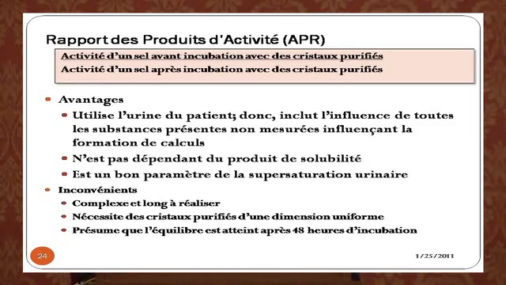The advantages are that you use the same urine sample from a patient for both sets of data. Therefore, it indirectly includes the influences of unmeasured inhibitors and promoters that may be present in the urine. It is not related to the solubility product, which in the relative supersaturation method is actually derived not from urine, but from a simple solution.